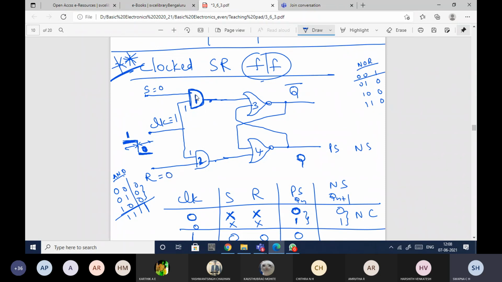If you observe, the output of the first gate will be 0, 1. This is 0, this is 1. 0, 1, the output will be equal to 0. This is 1 and this is 0. So the output of the second gate will also be equal to 0.